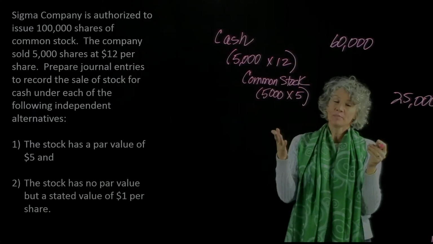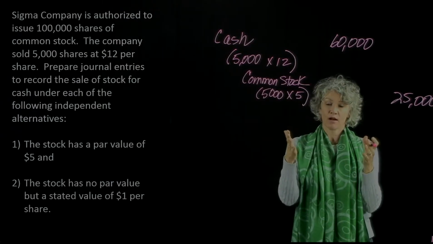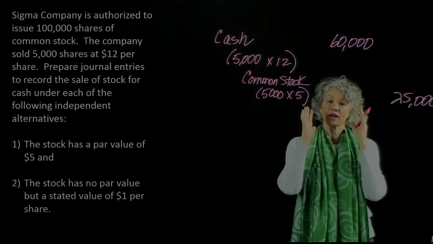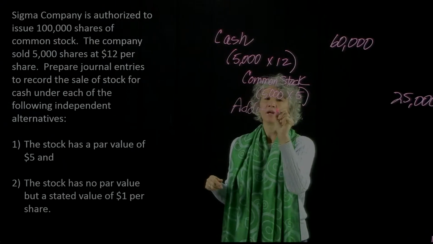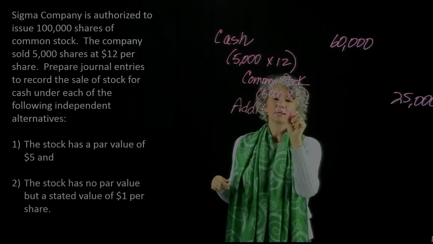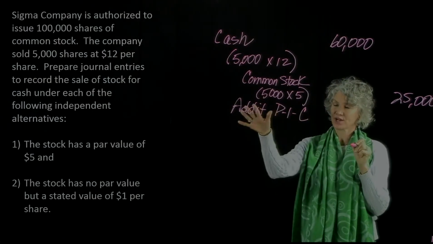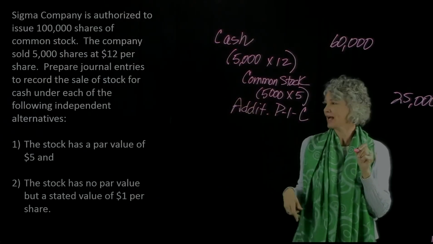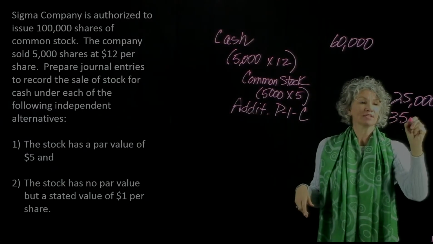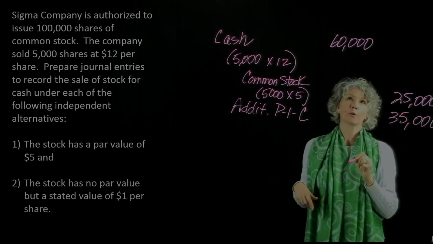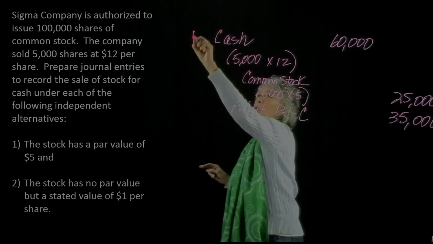Now, how do we make this entry balance? Well, anything we get for our stock above the par value is called additional paid in capital. Okay, additional paid in capital, APIC. We're going to write that a lot this chapter. So paid in capital: 60,000 minus 25,000 leaves us with 35,000 that needs to go into the additional paid in capital account. Okay, so that's for number 1.